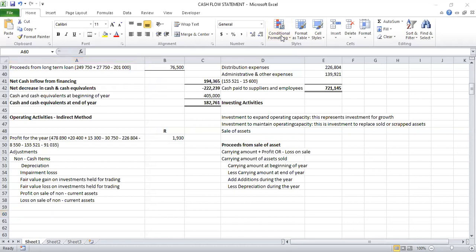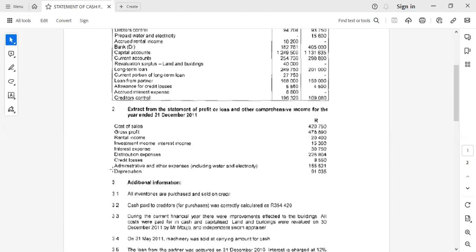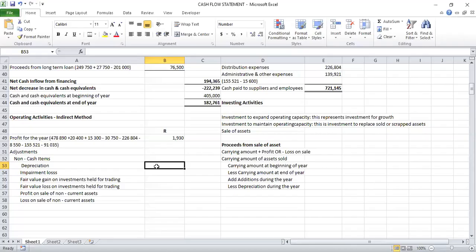So if we check in our statement, we have depreciation here. That's the only item which we have here. So we'll have to add back the depreciation, which is 91035. It has to be added back.